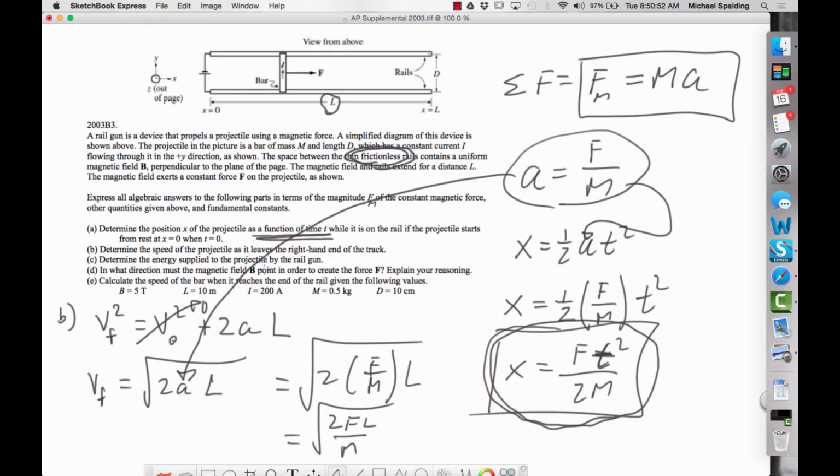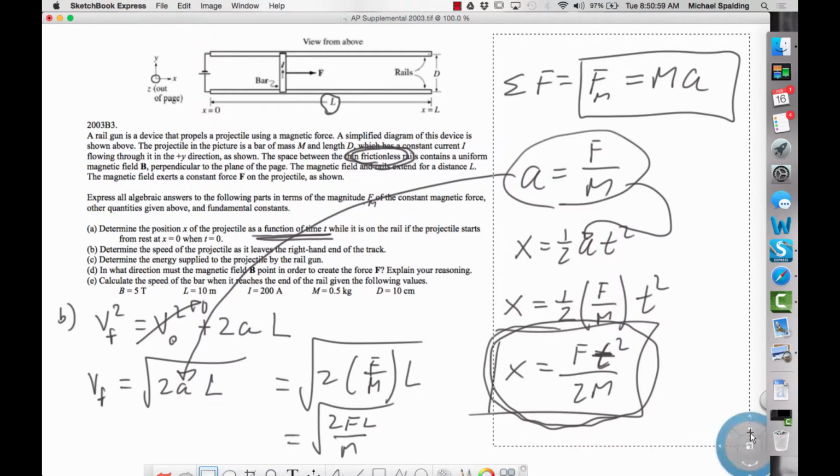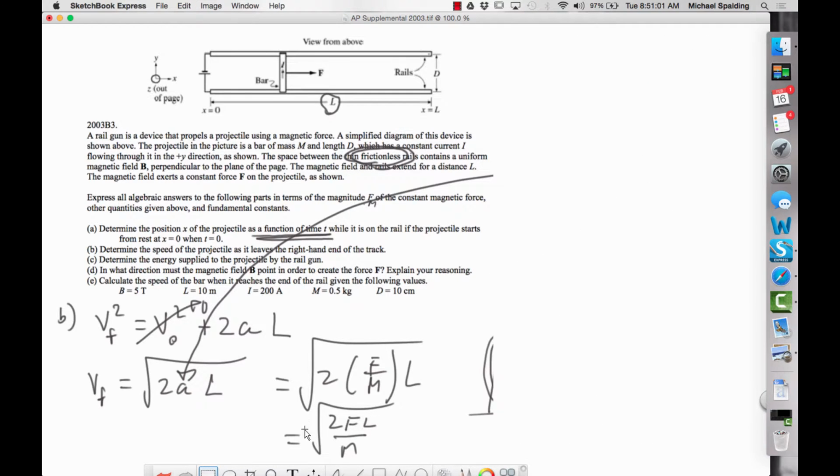C. Determine the energy supplied to the projectile by the railgun. Guys, what type of energy did this bar gain as it slid down the rails? Kinetic energy. What type of energy did the bar start with over here? Nothing. We have 0 joules of energy. It started from rest. As the bar slides down the rails, what type of energy is it going to have down here? Kinetic. So the gain of energy is just going to be kinetic. This is AP Physics 1 again. Kinetic energy equals 1/2 mv squared.